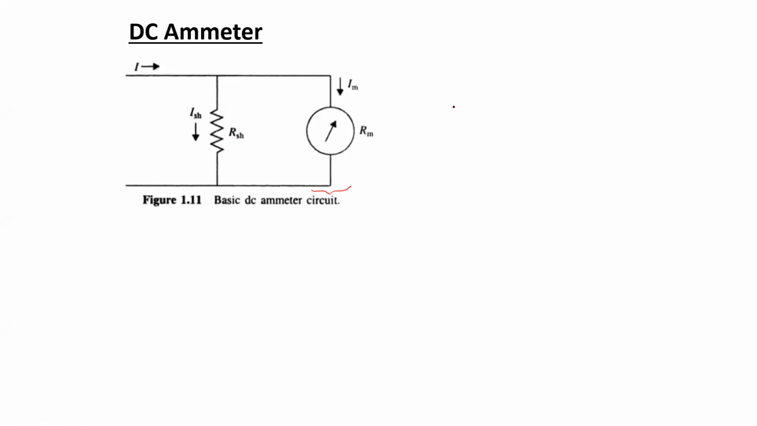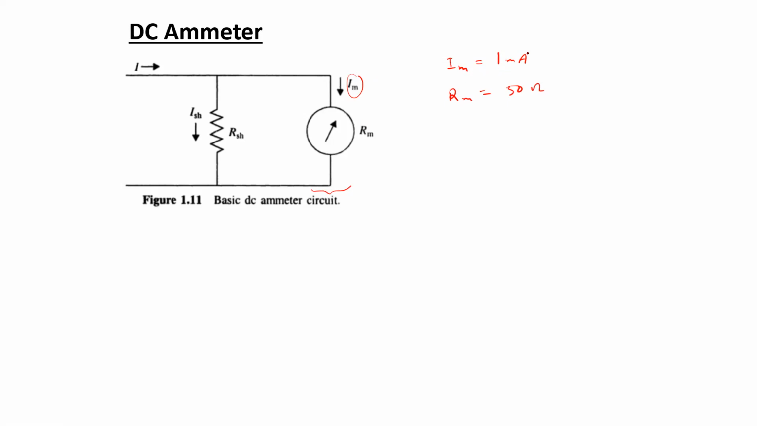Now normally the PMMC meter movement mechanisms are such that they can handle currents of a very small range. Let's say the full-scale deflection current Im is normally in the 1 milliampere range, and the internal resistance could be, let's say, 50 ohms. So if the shunt resistance is not connected, what will happen?